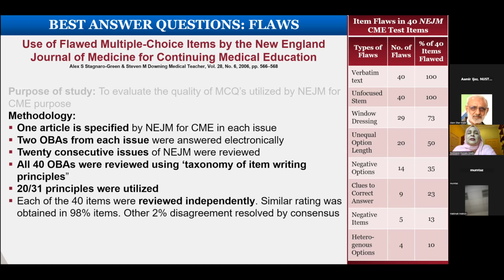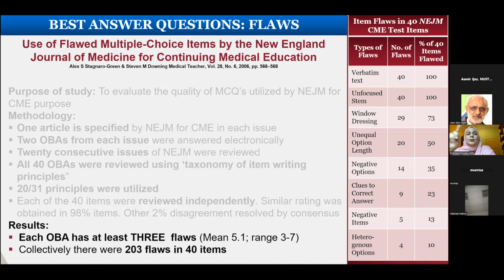which consists of 31 principles. Of those 31 principles, 20 principles were utilized. Each of the 40 items was reviewed independently. Similar rating was obtained in 98% of the items, and the other two, in which there was a disagreement, were resolved by consensus. However, the result shows that each OBA has at least 3 flaws, with a mean of 5.1 and a range of 3 to 7, which is a huge number of flaws. Collectively, there were 203 flaws in those 40 items.